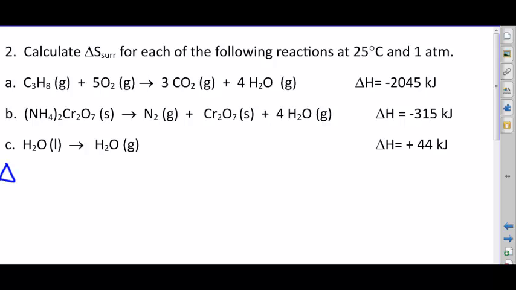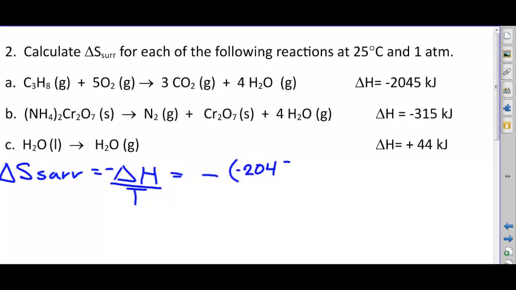The equation for delta S of the surroundings is negative delta H over T. And again, T must be in Kelvin. So I'll do A, and then y'all can do B and C. There's no tricks. You just plug in your delta H of negative 2045 kilojoules, and you plug in your temperature, but your temperature has to be in Kelvin.